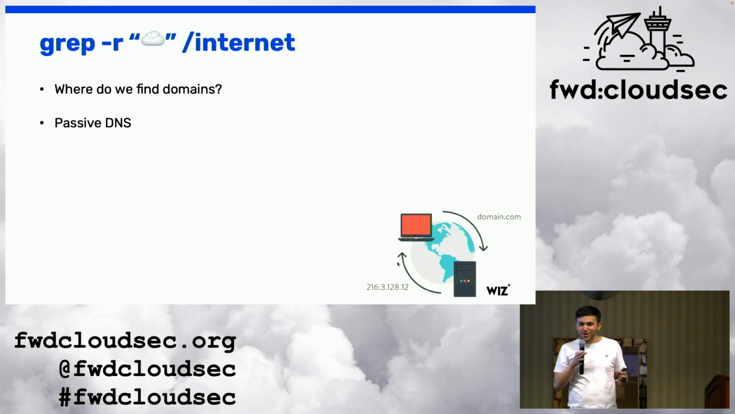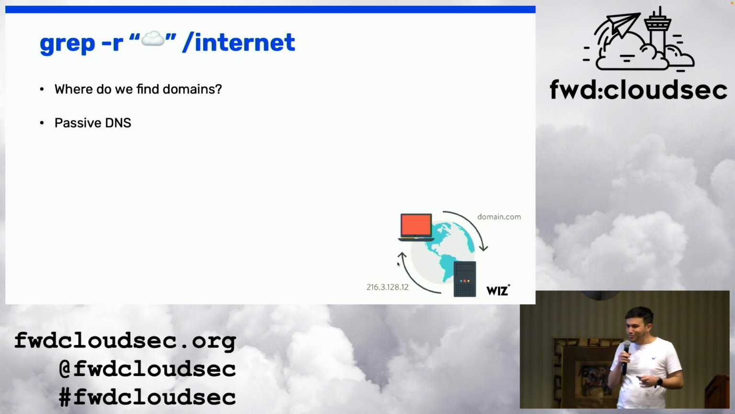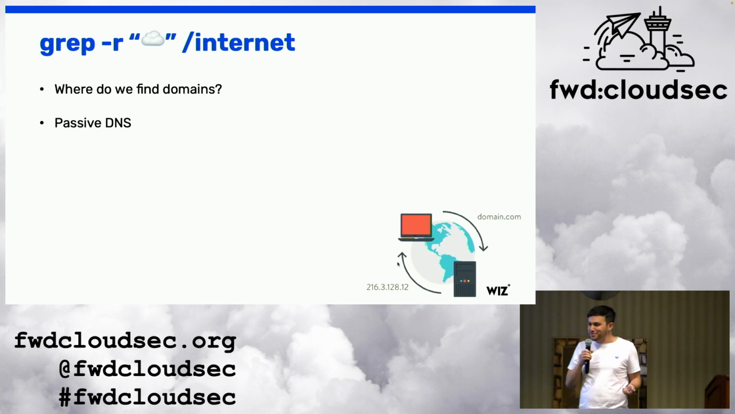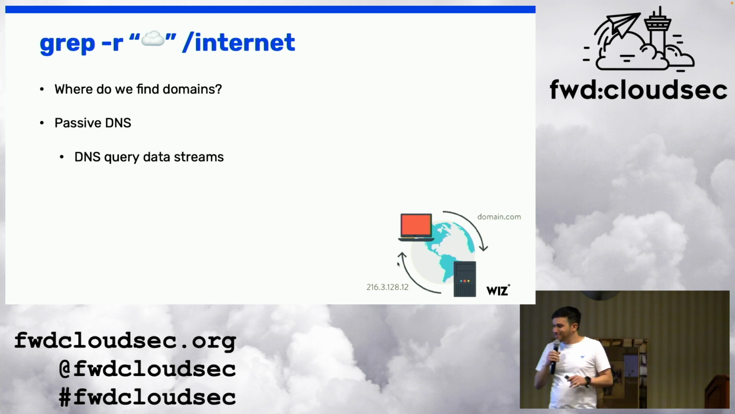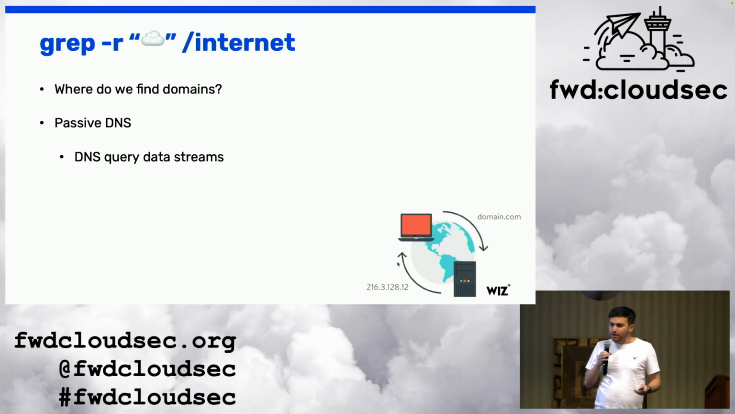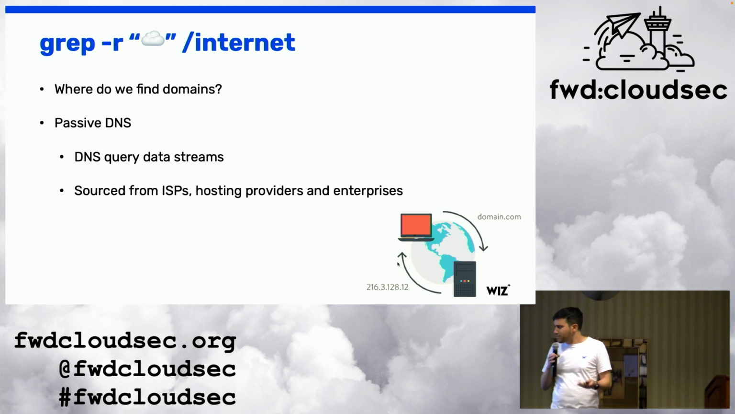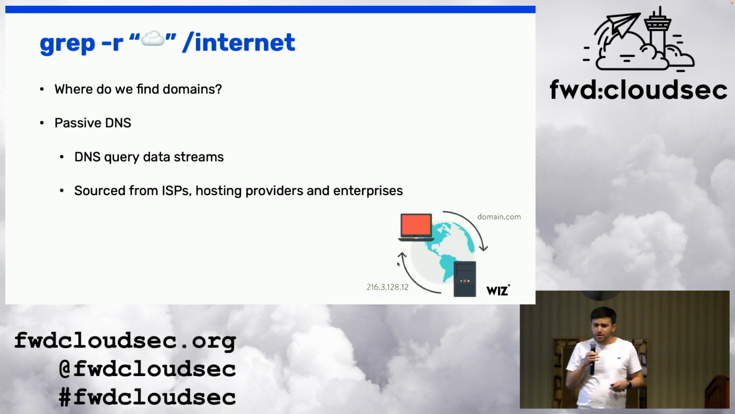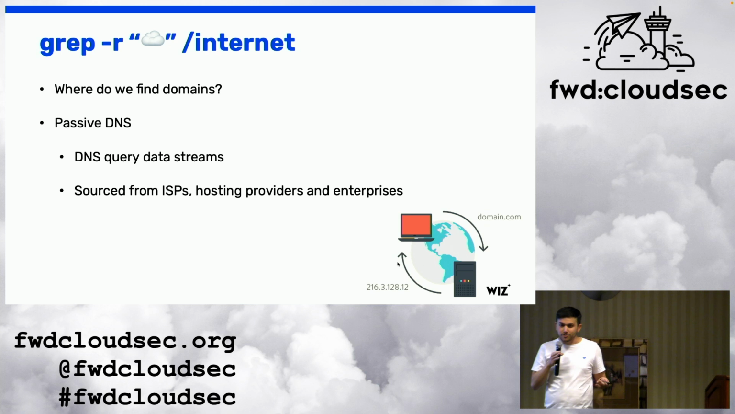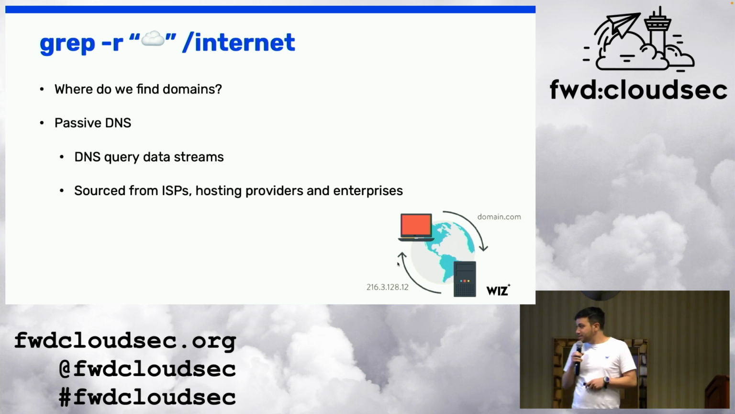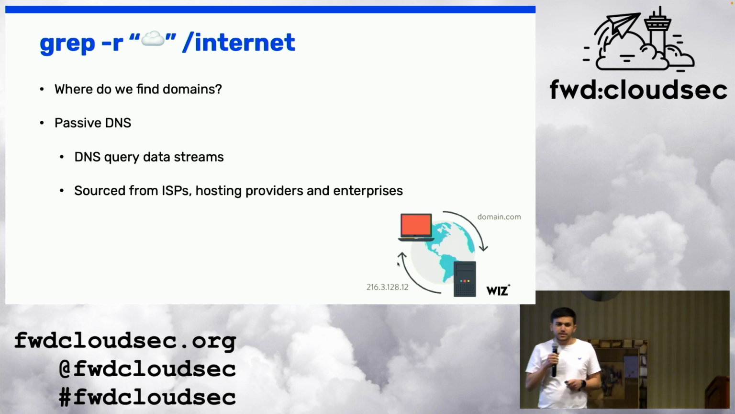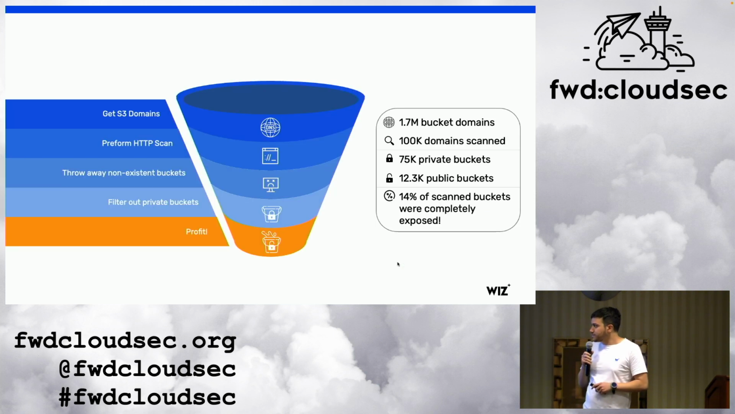What is passive DNS? Apparently, your ISP has more income streams than just your monthly bill by selling your data to various third parties. And passive DNS are databases of DNS queries that people online are making constantly, sourced from ISPs, hosting providers, enterprises, etc. Basically, it can provide you with an image of what domains people online are looking for right now. So we wanted to use this database as a way to find publicly exposed S3 buckets. And this is how we did it.